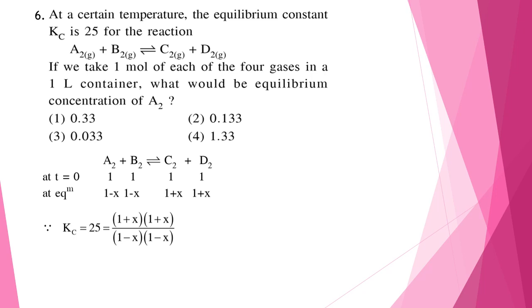So Kc is given 25, which is equal to 1 plus x into 1 plus x divided by 1 minus x into 1 minus x. So when you solve for x, it becomes 4 by 6, that is 0.67. Now we need the concentration of A2. So at equilibrium, A2 will be equal to 1 minus x. So that will be equal to 1 minus 0.67, that is 0.33. So the correct answer is option 1.